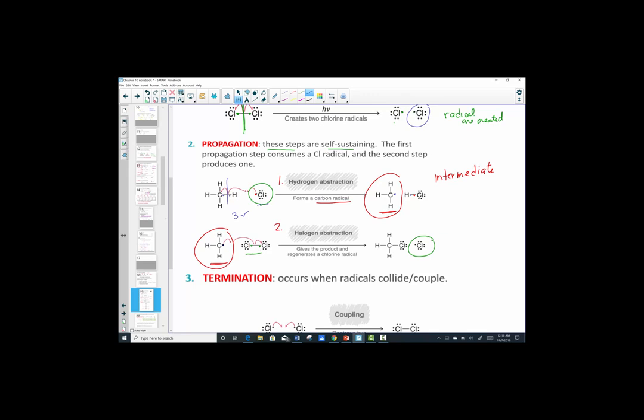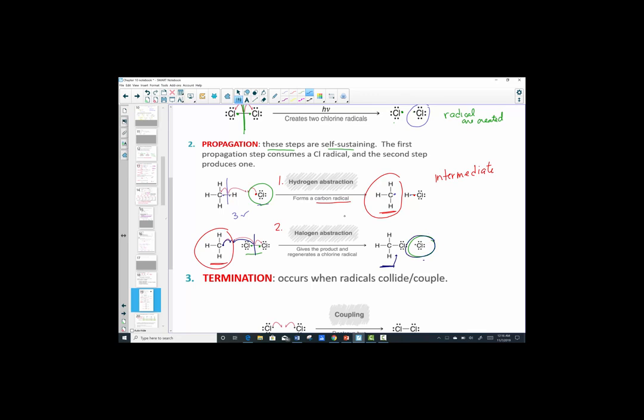We can see 3 fishhook arrows where a new bond is made and a bond is broken, regenerating the chlorine radical. We have placed a halogen onto the methyl group. And remember, this was our desired product, methyl chloride. Notice then that we can still keep propagating.